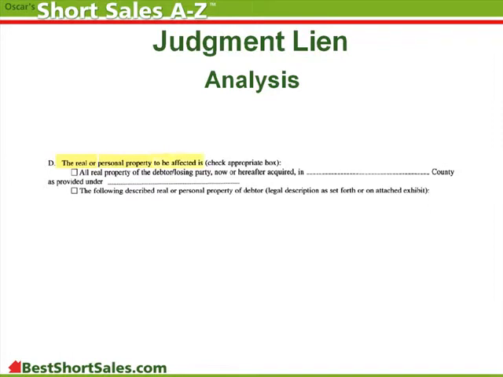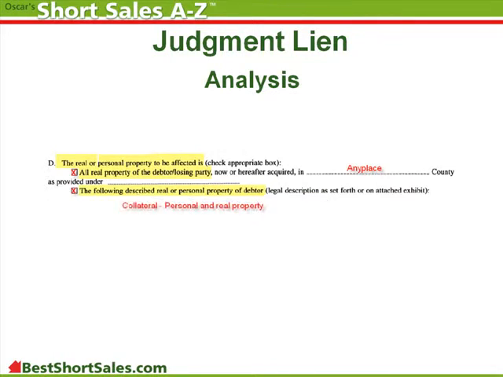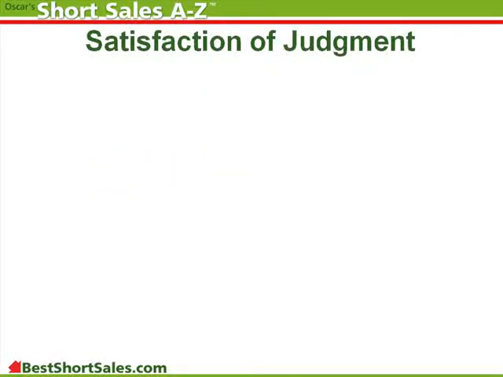It reads, the real or personal property to be affected is all the real property of the debtor in any place county. This is a general lien because it is all-inclusive. However, they usually do not end there. It continues. The following described real or personal property of the debtor. This makes the lien also specific. Then they add the description of the personal and real property taken as collateral.